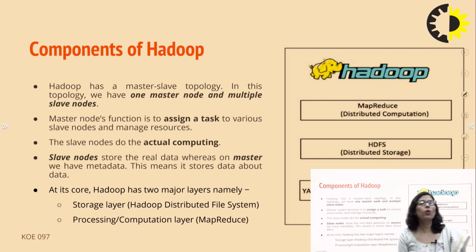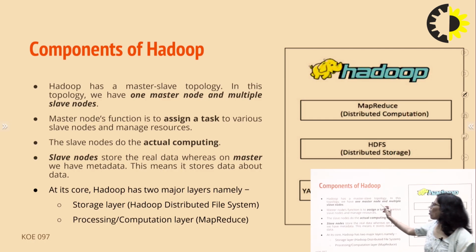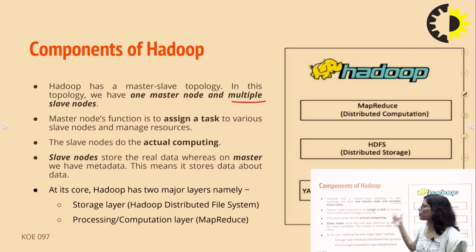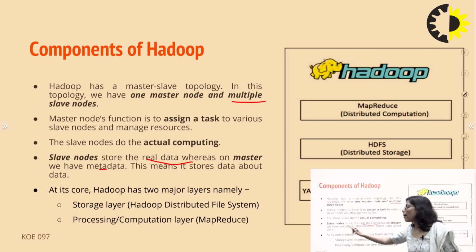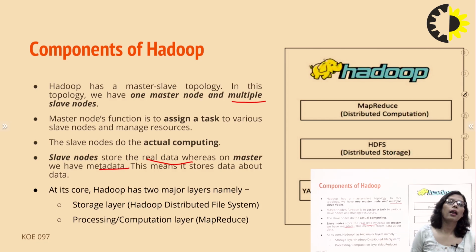The master node will assign the task to the slave node. It won't perform any functionality on its own. Computing is done by the data nodes only. The main computation happens in the slave nodes, whereas the task is assigned by the master node. In slave nodes we have the real data, whereas in the master node we have the metadata. The metadata is data about the data.